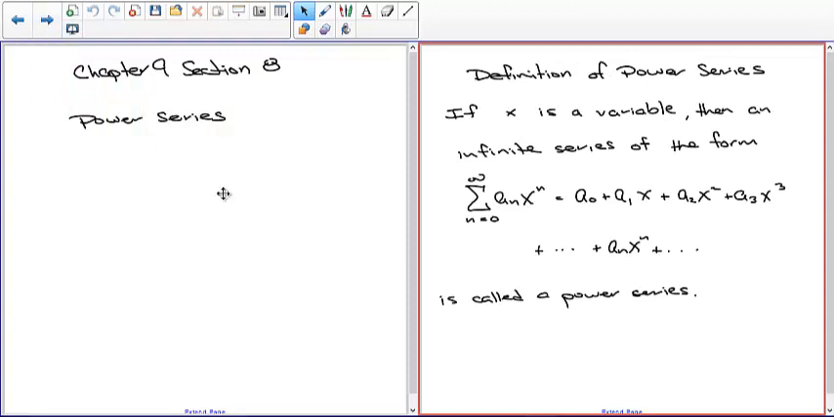So what we're going to talk about is power series and the convergence of power series. The definition of a power series is, if x is a variable, then an infinite series of the form, the summation from n equals 0 to infinity of a sub n times x to the n, is equal to a sub 0 plus a sub 1 times x plus a sub 2 times x squared plus a sub 3 times x cubed plus dot dot dot, a sub n times x to the n plus dot dot dot.